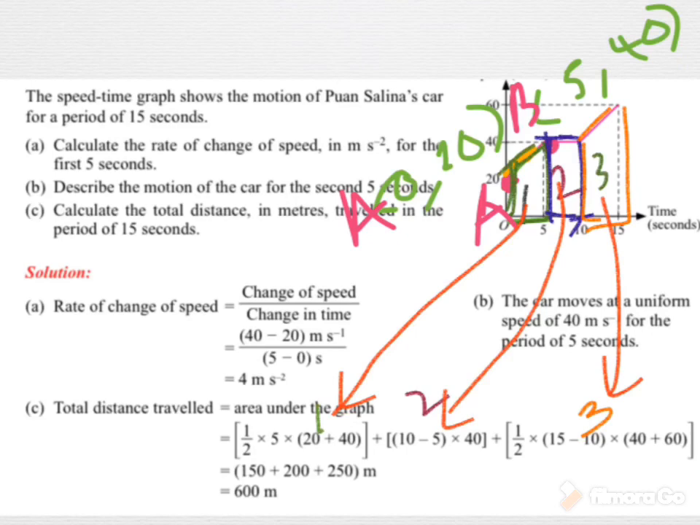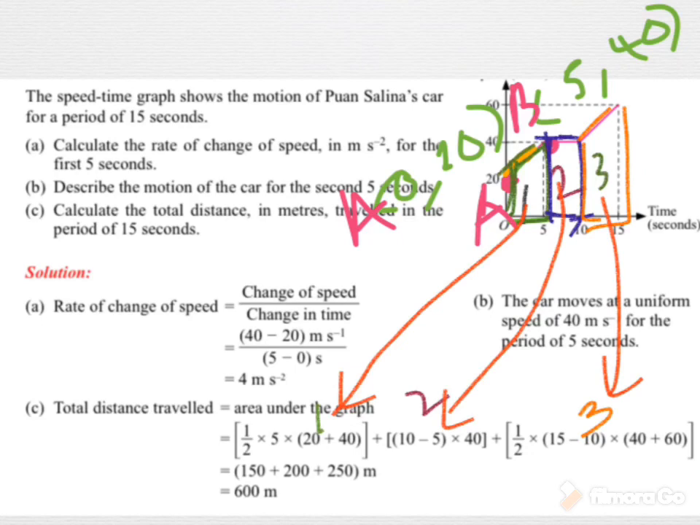Let's see example 2. The speed time graph shows the motion of Selena's car for a period of 15 seconds. A: calculate the rate of change of speed in meters per second for the first 5 seconds. To find the rate of change, we find the gradient of the line in orange. We label point A as (0, 20) and point B as (5, 40). Then the gradient is 40, which is y2, minus 20, which is y1, over 5, which is x2, minus 0, which is x1. The gradient is equivalent to the rate of change of speed, which is positive 4 meters per second per second. So the car accelerates at 4 meters per second per second.